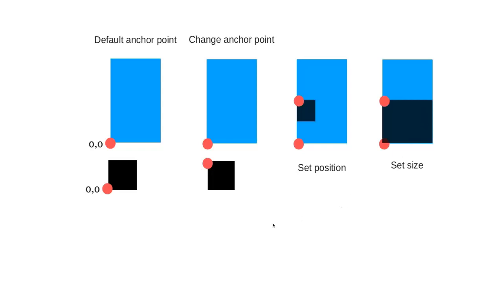So think about it, pause this video, watch it again. The default position, change the anchor point. After changing the anchor point, position the sprite to this position and then change the size. This is how we're going to set a small rectangle to fill half of our screen. Let me now go to Xcode to demonstrate this by code.